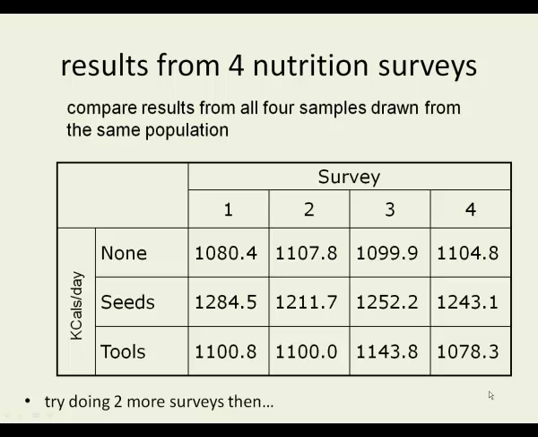The problem is, of course, that in the real world you don't go and do lots of surveys, you just do one. So if I'd only done that one, I would have announced that seeds and tools both improve things, I would never have known any of this. So how can I tell whether or not I'd be justified to claim these differences just from one survey without doing lots and lots of them?